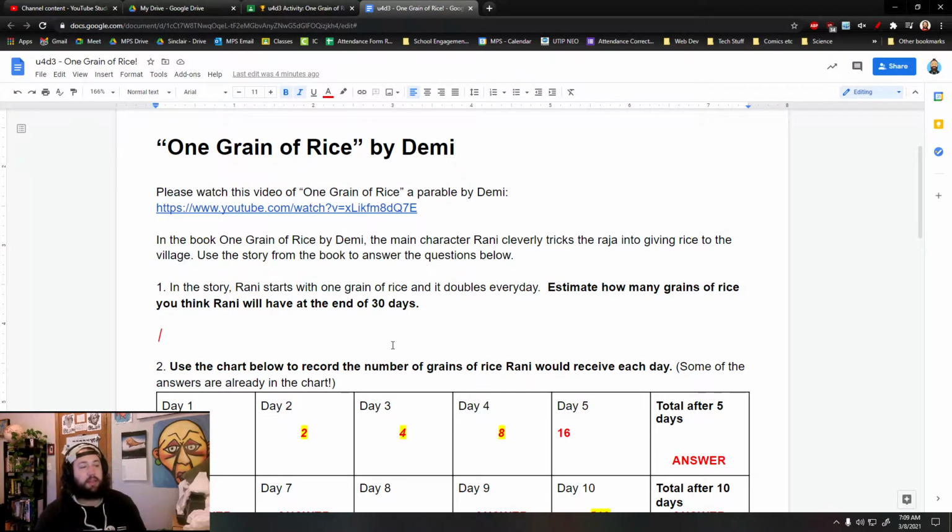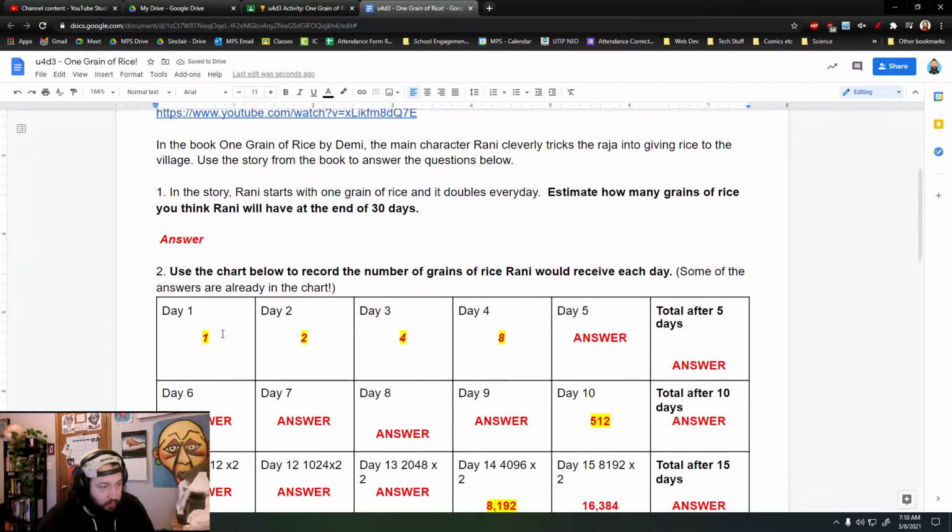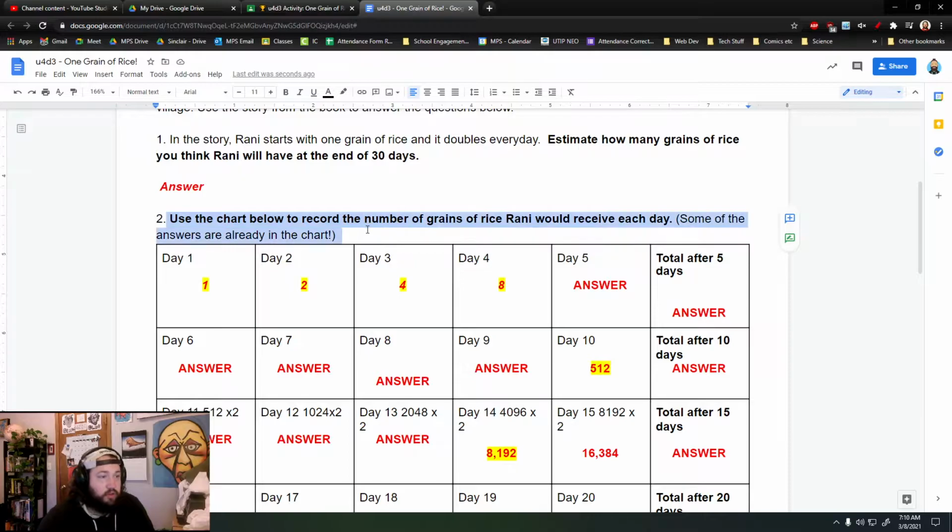Now in the video, it does actually give you a hint as to what the answer would be, but I don't want to spoil that, so you'll have to watch the video and make your own guess. Then it says, use the chart below to record the number of grains of rice Ronnie would receive each day. Some answers are already in the chart.